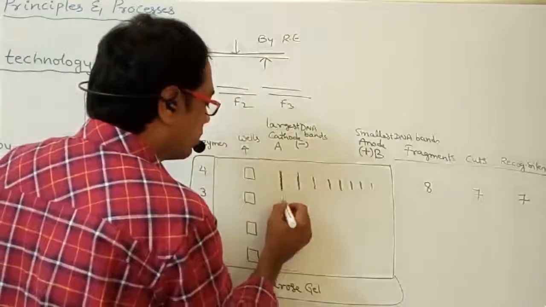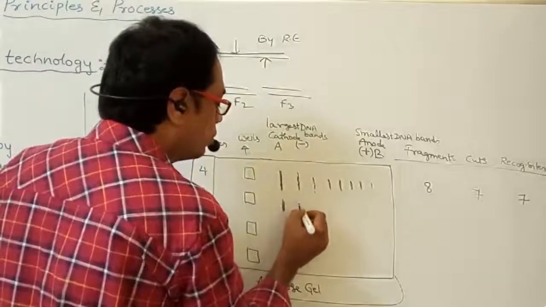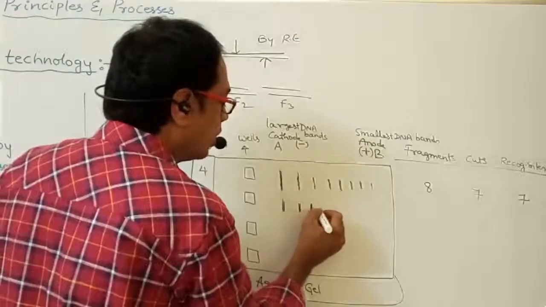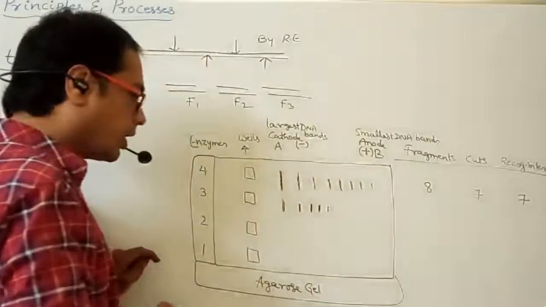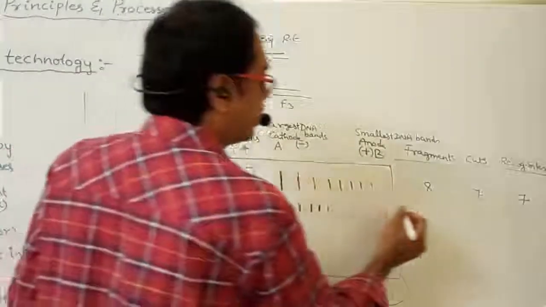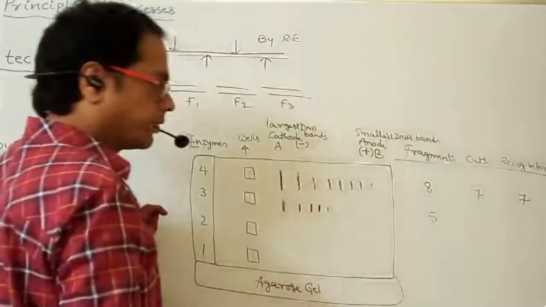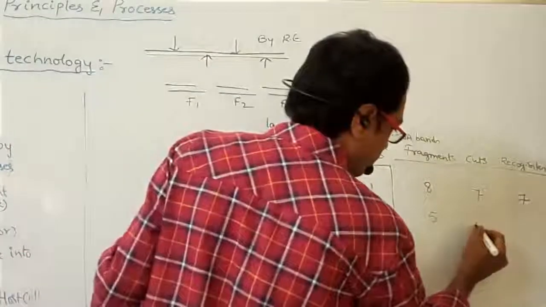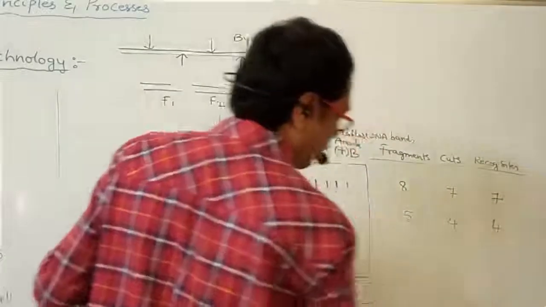Next, enzyme 4: 1, 2, 3, 4, 5. How many DNA bands are present? 5 fragments are present. Number of cuts is 4. Number of recognition sites is 4.